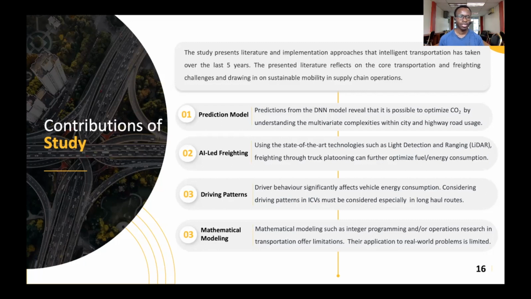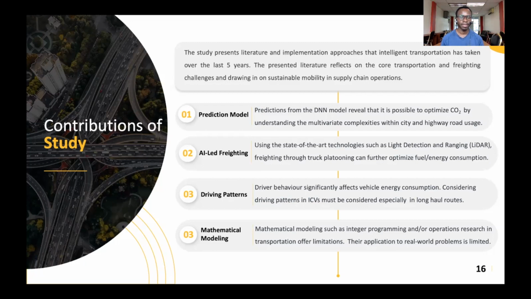So the first part is understanding that deep neural network performs well in understanding multivariate complexities within city and highway road usage. Now, this does not only go within the scope of terrestrial vehicle route optimization. It can be using air freight, it can be using sea freight, or whichever other mode of transportation there is, even manned or unmanned drone delivery, which we'll see, I think, a lot of from 2021 onwards.